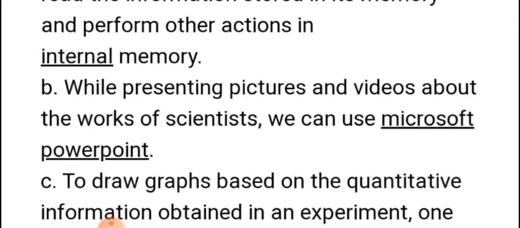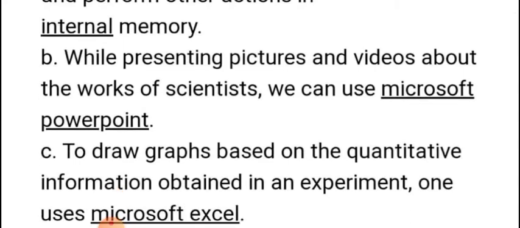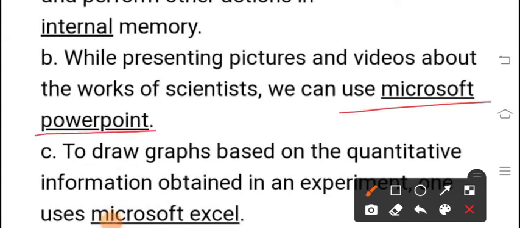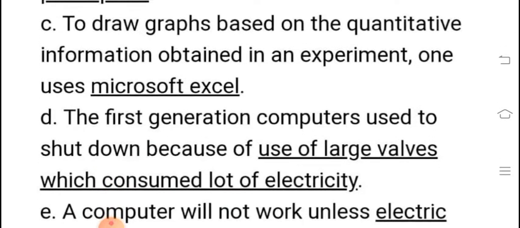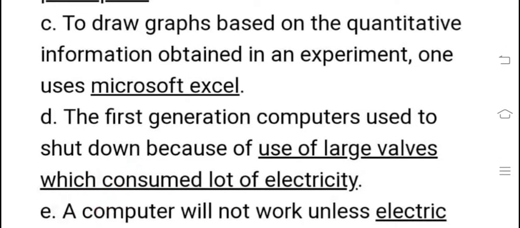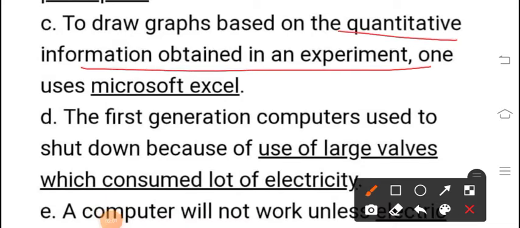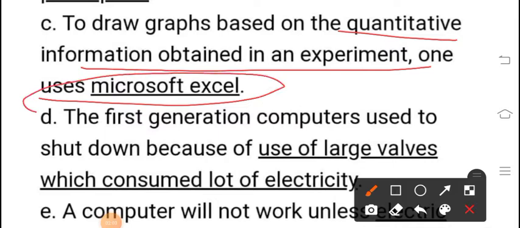Next is, while presenting pictures and videos about the works of scientists, we can use Microsoft PowerPoint. Obviously, if you want to present pictures, at that time we need Microsoft PowerPoint, because whenever you are presenting, at that time you need PowerPoint. To draw graphs based on quantitative information obtained in an experiment, one uses Microsoft Excel. As I have shown you in the video also, we are using Excel. In Excel only we make graphs.